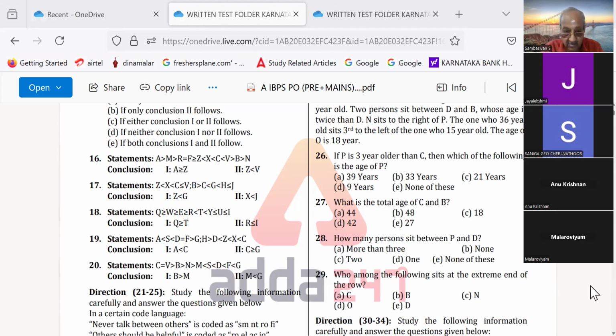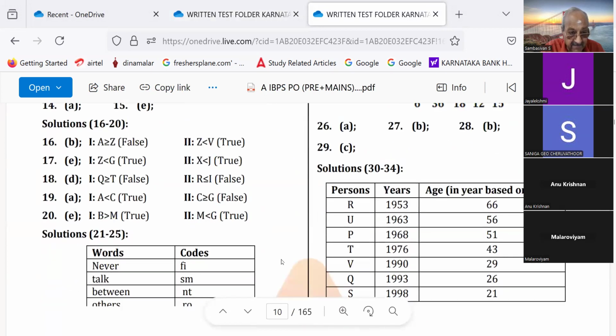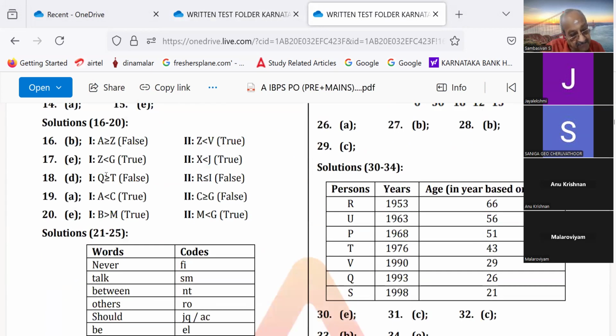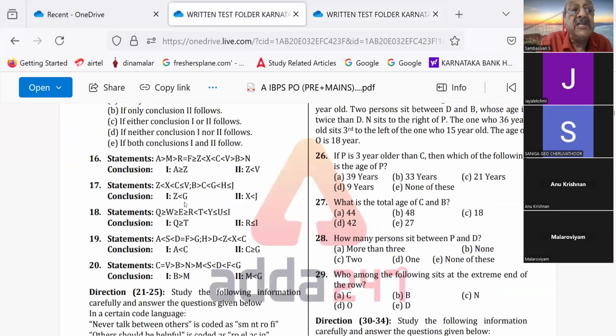Option E, both conclusion 1 and 2 follow. Correct. Good. Option E is the answer for this. Both conclusion 1 and 2 follow. Here, Z is less than G. It is only one line; there are no two statements here. Z is less than G. Correct. Similarly, X is greater than J.